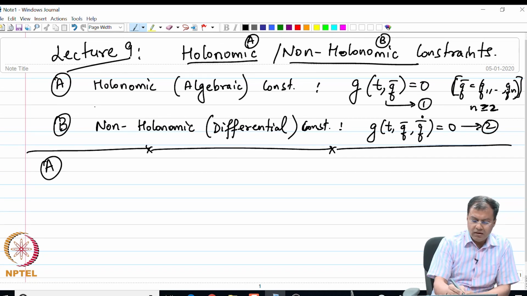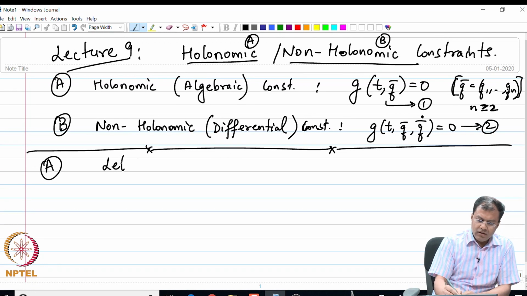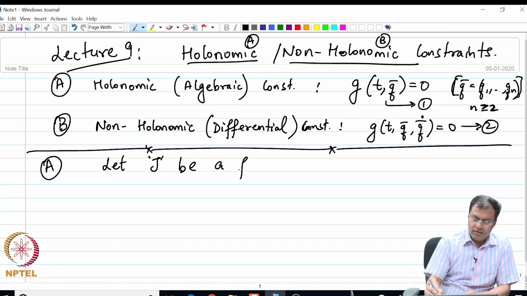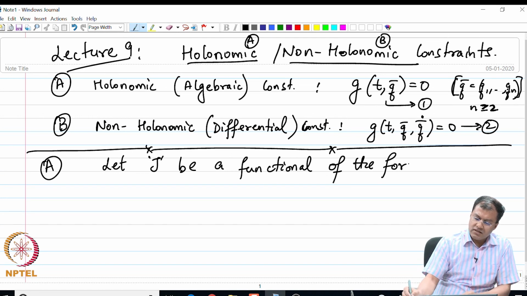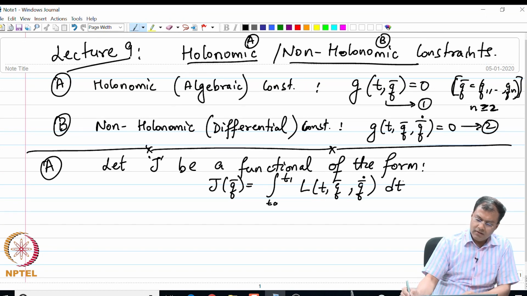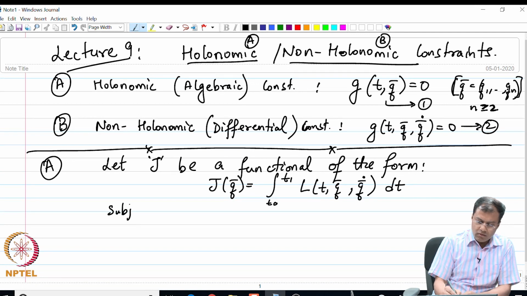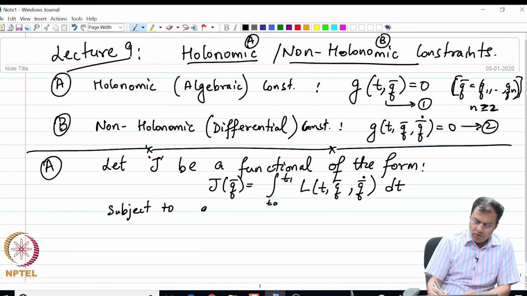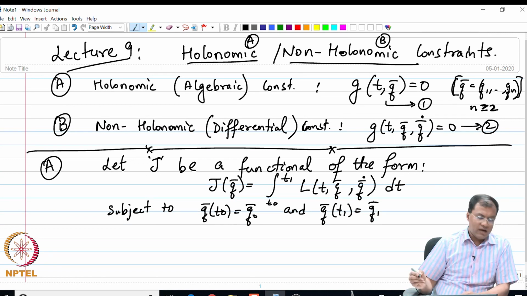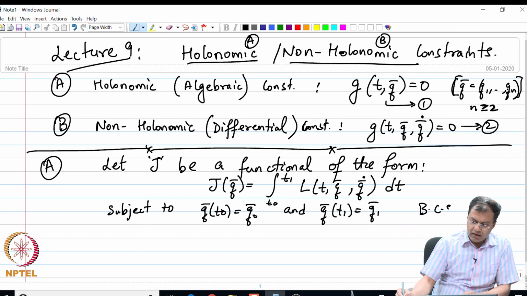So, let us set up the problem for case A. Suppose I have a functional j of the form j of q bar is equal to the integral from t0 to t1 of L of t comma q bar dot dt, subject to my boundary conditions: q of t0 is q0 and q of t1 is q1. So these are my boundary conditions.